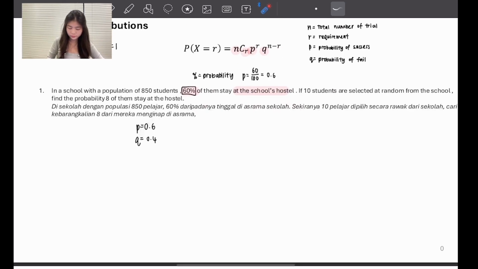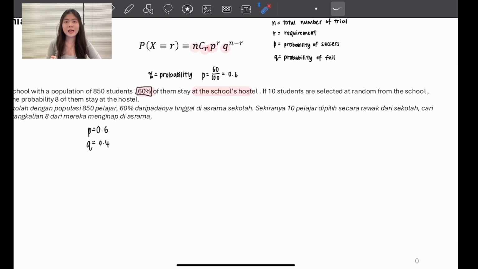Alright, let's move on. If 10 students are selected at random from the school, this part is very important. It means that yes, our school has 850 students, but in this problem, we are making an estimate based on every group of 10 students. So within each group of 10 students, you need to calculate the probability of 8 of them staying at the school hostel. It's not asking you to calculate all the 850 students. Instead, it's about estimating based on a group of 10 students. So therefore, n will be equal to 10.